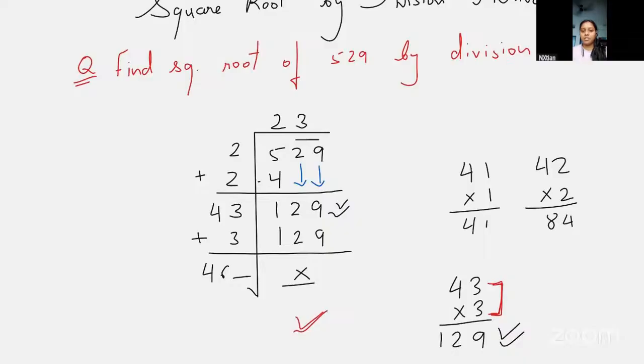Okay, understood? Did you understand? Now this is 129 only, so I got 129 and I wrote on top 23. Okay, now how to check your answer? You can do 23 into 23.